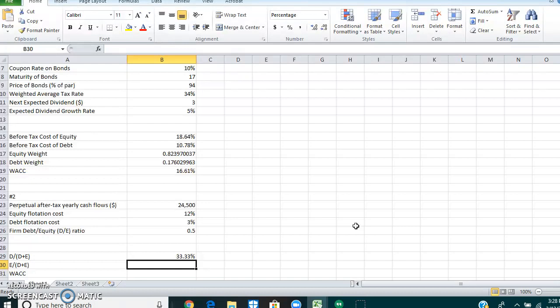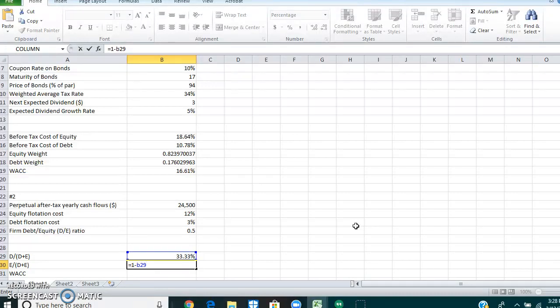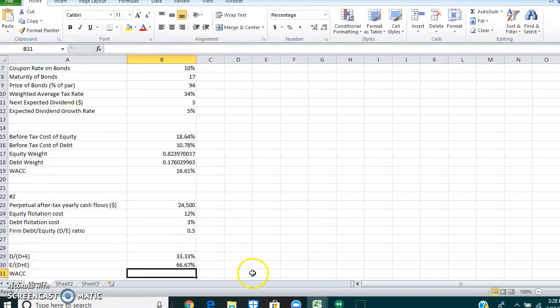Now, equity divided by debt plus equity is a lot simpler. That's just 1 minus D divided by D plus E. So that's pretty easy. Equal sign 1 minus B29, because we just found out what that is, equals 66.67%. And as you can see, this makes perfect sense because together these are 100%.